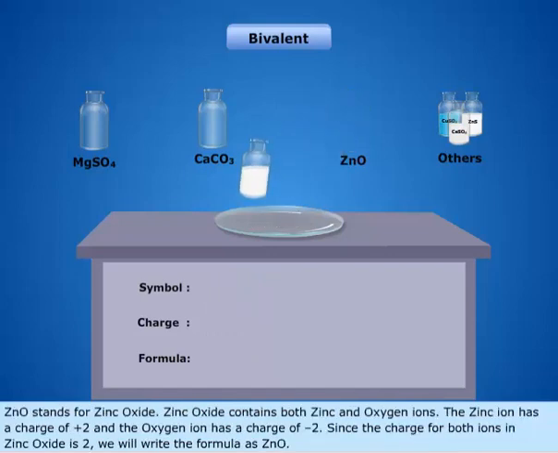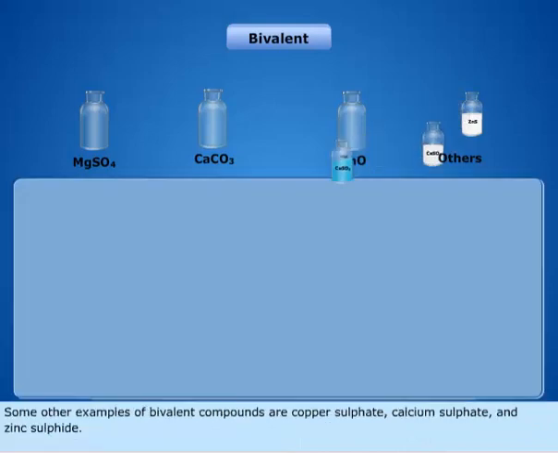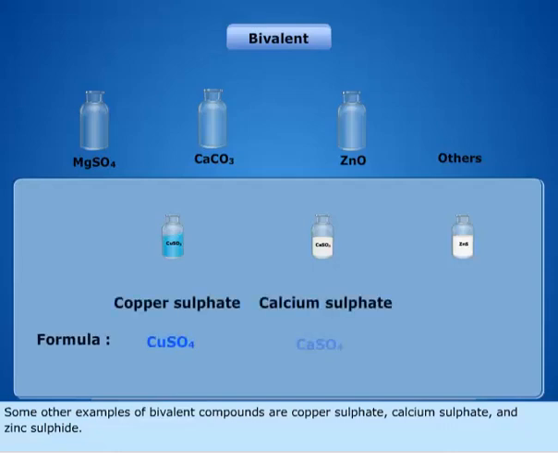ZnO stands for zinc oxide. Zinc oxide contains both zinc and oxygen ions. The zinc ion has a charge of +2, and the oxygen ion has a charge of -2. Since the charge for both ions in zinc oxide is 2, we will write the formula as ZnO. Some other examples of bivalent compounds are copper sulfate, calcium sulfate, and zinc sulfide.